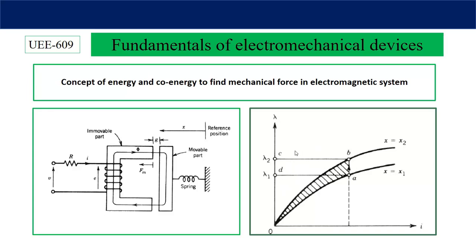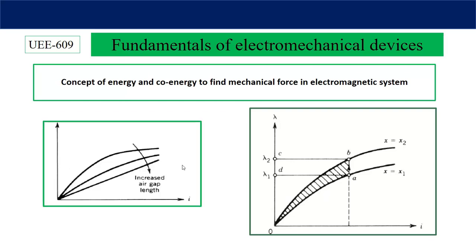Last class we also discussed that this portion is energy and this portion is your coenergy. So when the movement occurs, there is an increase in coenergy. Whatever increase in coenergy there is, that is equivalent to our mechanical output. So we will discuss this mathematically in this case.